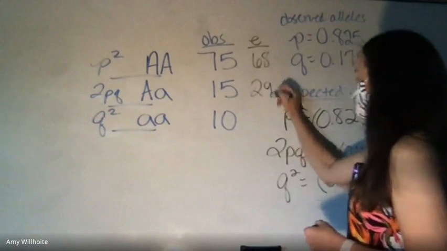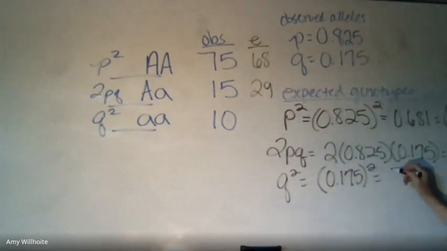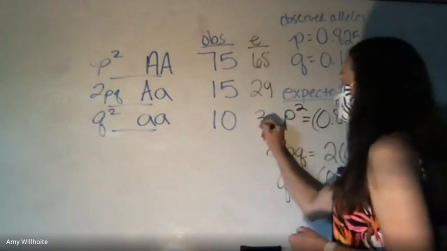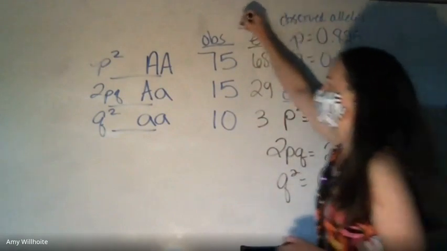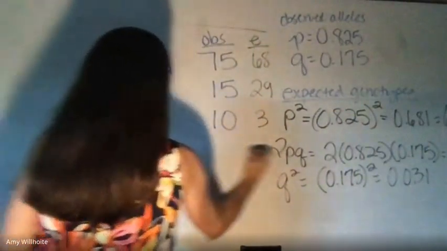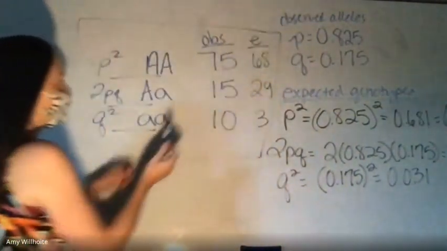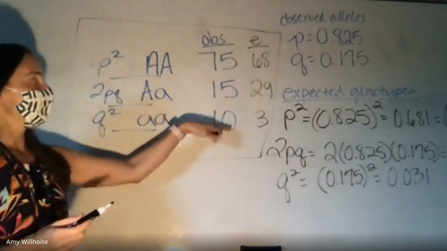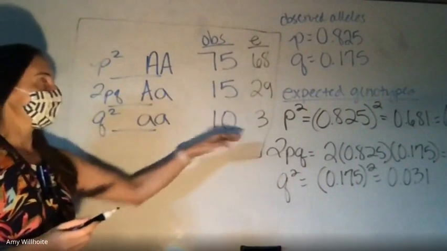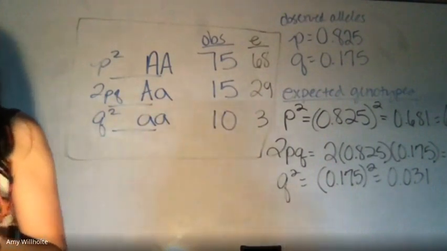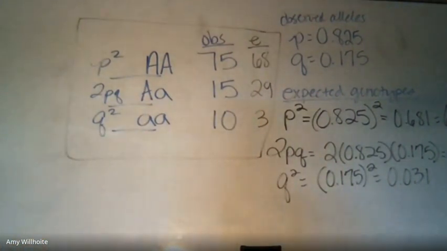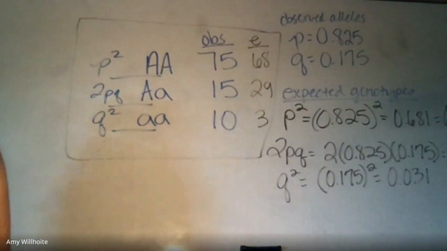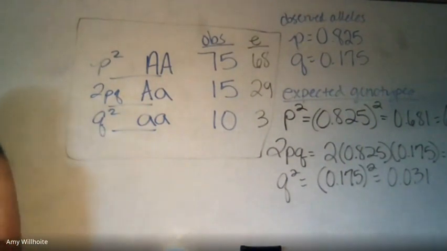Okay, and then what did everybody get for Q squared? 0.031, which is like 3. So then you just use these numbers right here to do your observed minus expected squared over expected, and you should add them up and get one of the multiple choice answers within reason. It's close. It's not on it, but it's obviously one of them over the other.